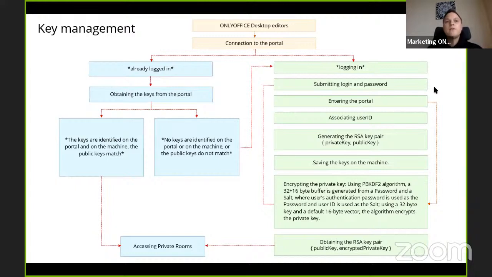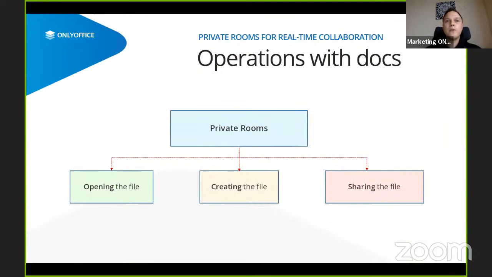And you just get access to private rooms. If you already have the credentials, so this is not your first time logging in, upon the login, the app obtains your keys from the portal and gives you the access. When checking the keys, if they don't exist or don't match, a key creation is initiated, like in the first case. Now let's see how operations with documents work. You can perform various operations with documents just as usual. You can open a document, create a document, share it, edit and co-edit it. Different processes on the back end apply to these operations.